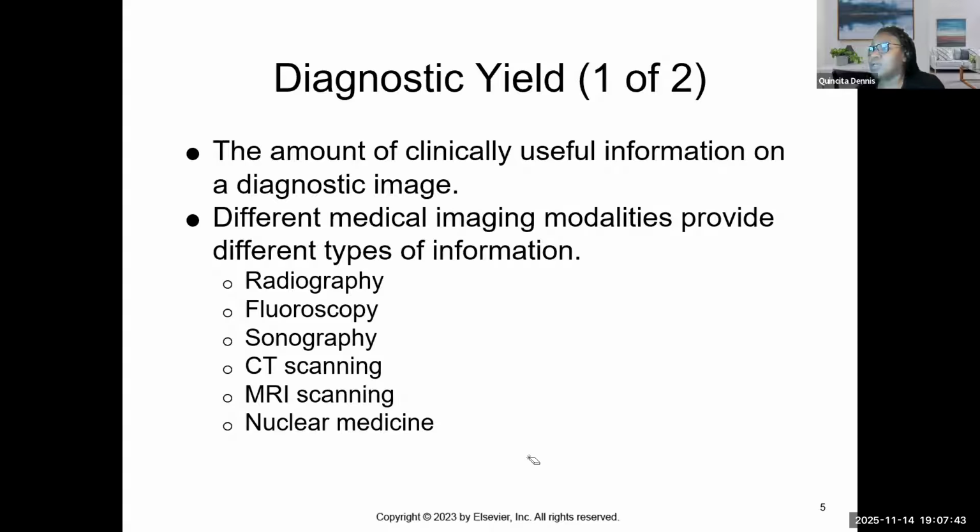In most cases, different imaging modalities are going to give you different information in terms of diagnostic yield. So when they're ordering these different exams, they have to take into consideration what is it exactly that they want to see? What information is it that they're hoping to gain? So in terms of radiography, it's really good for things like bone, looking for fractures and things of that nature. Whereas fluoro is really good for what we call dynamic imaging. We're kind of looking for the function of something.